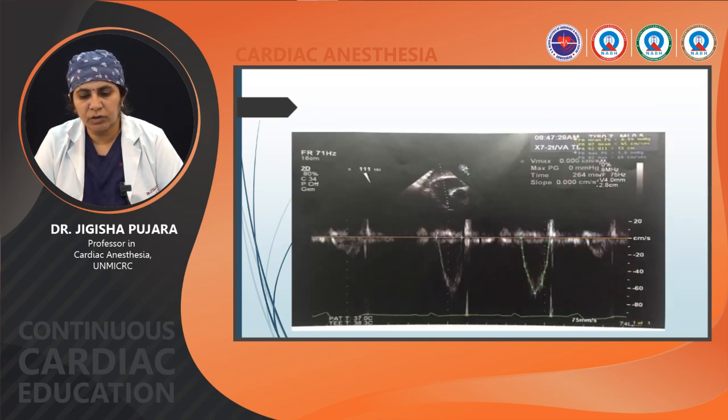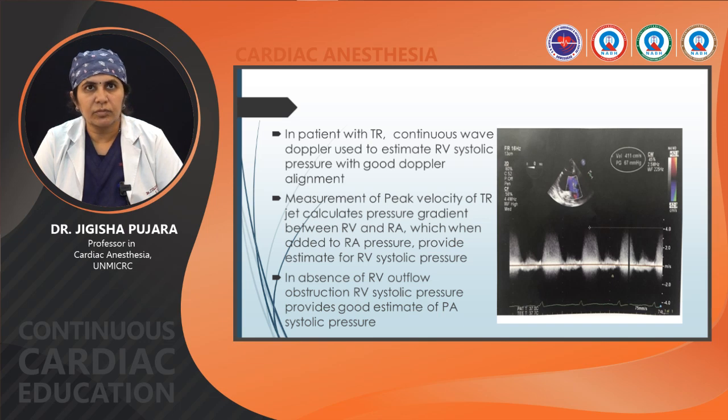Here in the echo image you can see the RVOT VTI. In patients with TR, continuous wave Doppler is used to estimate RV systolic pressure with good Doppler alignment. Measurement of the peak velocity of the tricuspid regurgitation jet calculates the pressure gradient between the RV and the RA, which when added to the RA pressure provides the estimate of the RV systolic pressure. This is very commonly used intraoperatively.